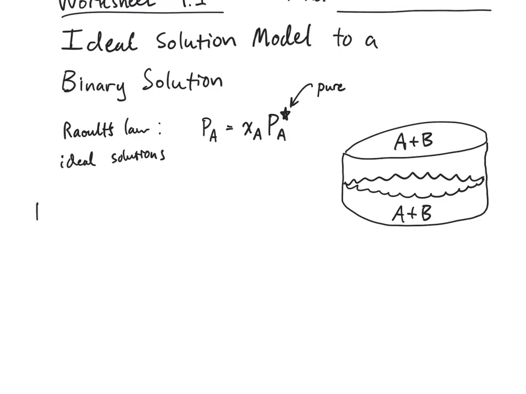All right, so we can say that the total vapor pressure above the solution is equal to the vapor pressure that's caused by component A plus the vapor pressure caused by component B. And we can apply Raoult's law to both of those and say that P total is just equal to XA PA star plus XB PB star.